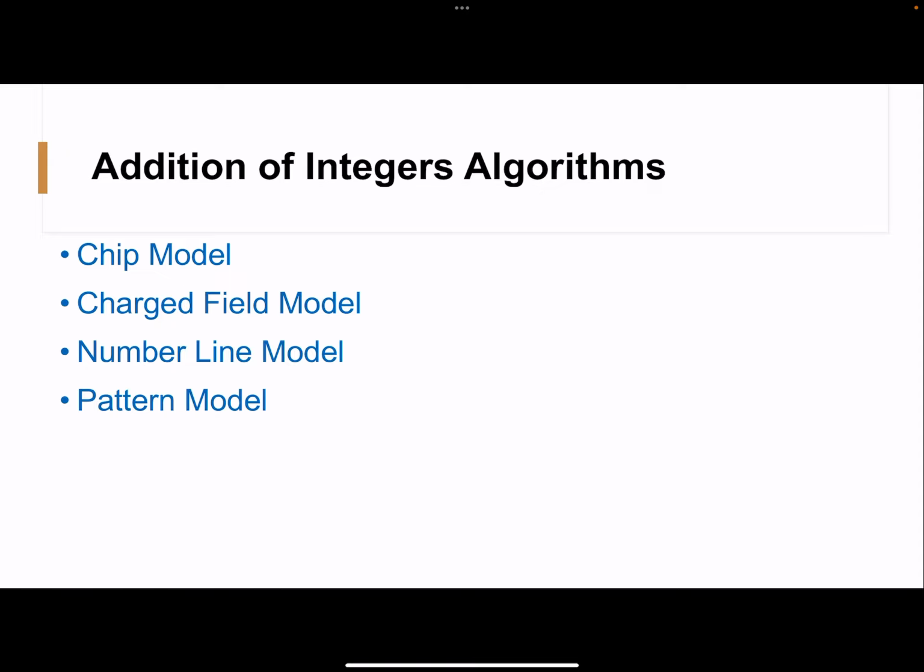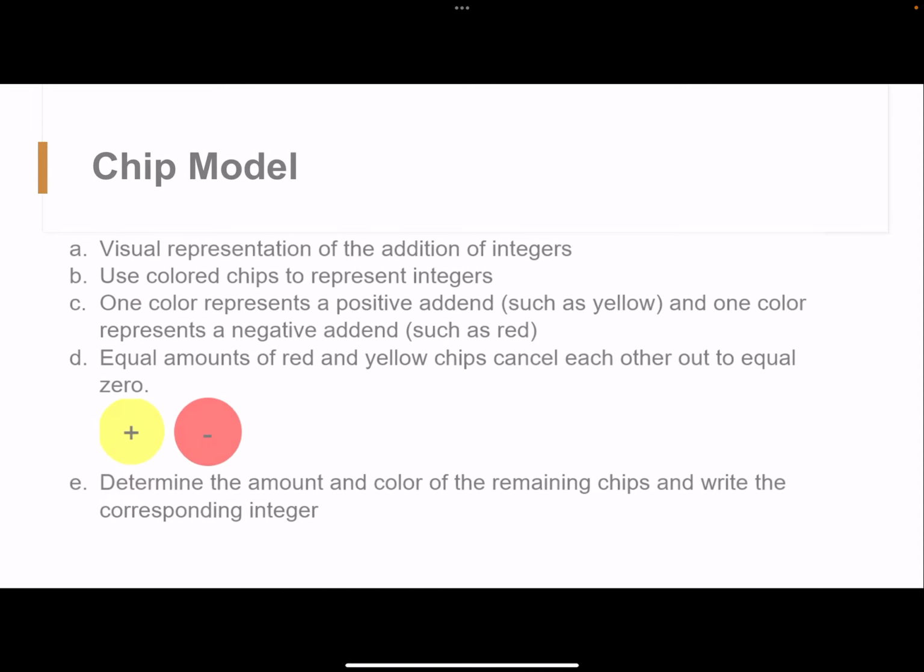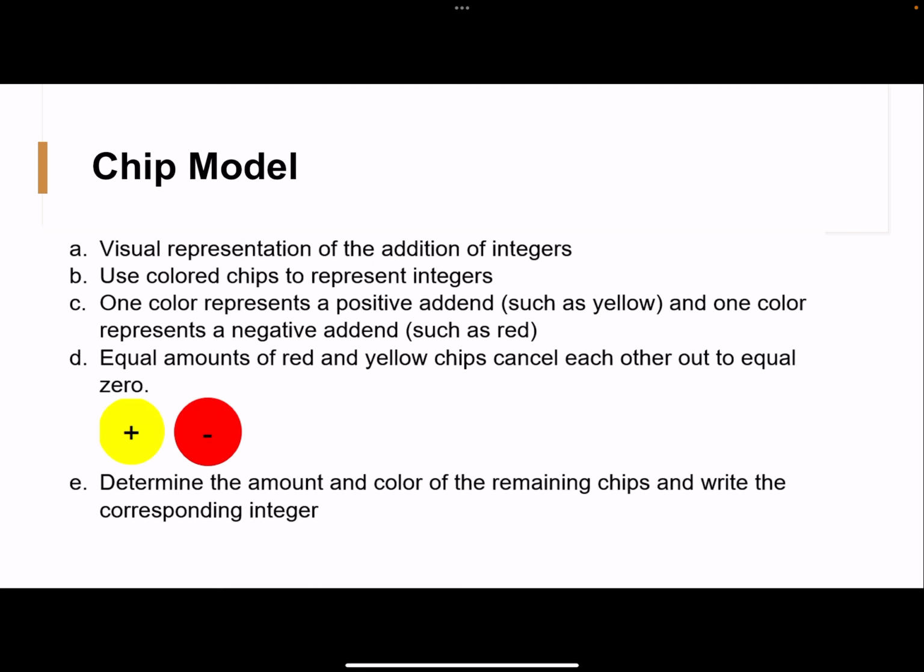So we're going to start off talking about the chip model. I like the chip model because it is a visual representation of the way that we add integers. So students typically can remember it very well. In the chip model, we're going to use colored chips to represent integers.